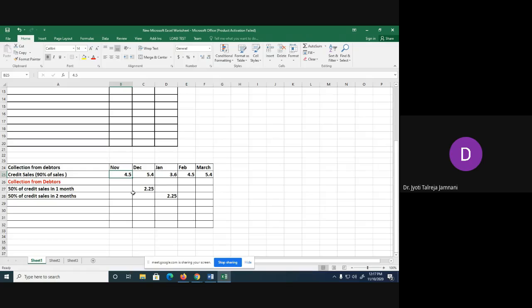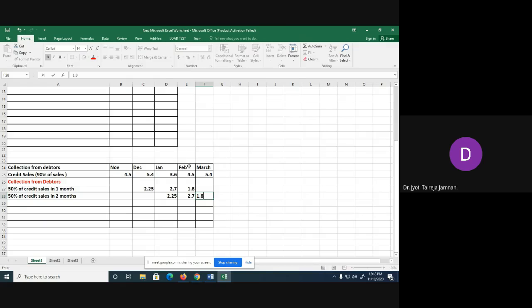Yes, ma'am. Okay. So let's do it for December now. 5.4, 50% of that is 2.7. So December sales, half will be received in Jan, 2.7 lakhs, that is nothing but 2,70,000, and the remaining half will be received in Feb. Similarly, we'll do it for Jan. 3.6 lakhs is the sales, that is nothing but 3,60,000. 50% of that is 1.8 lakhs, that is 1,80,000. So 1.8 in Feb and 1.8 in March.